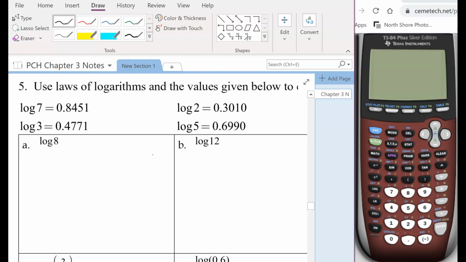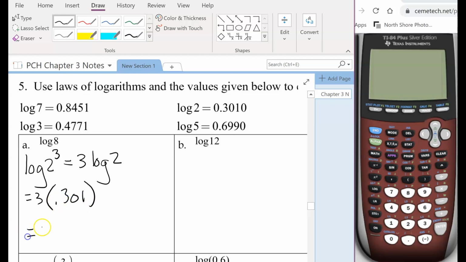So starting with part A, we don't have the log of 8 up here, so what we're going to do is change this to the log base 2 cubed, and we have the log base 2. So now using our properties of logs, we'll rewrite this as 3 log base 2, which then becomes 3 times the log of 2 is 0.301, and our answer to the log of base 8 then becomes 0.903.